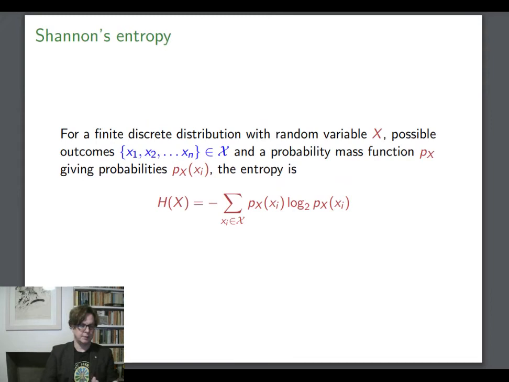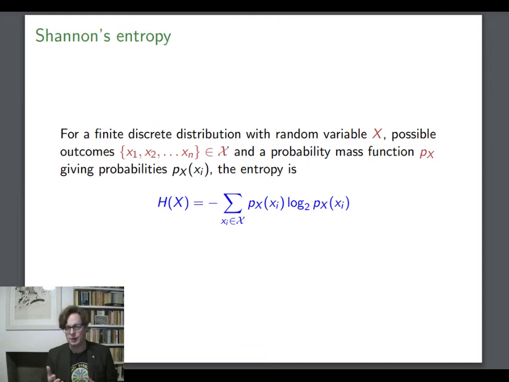So we have some sample space, x1 to xn are the possible outcomes. Each of them has some probability, and then H(X), Shannon's entropy, is equal to minus the sum of the probability of xi by the log of the probability of xi.